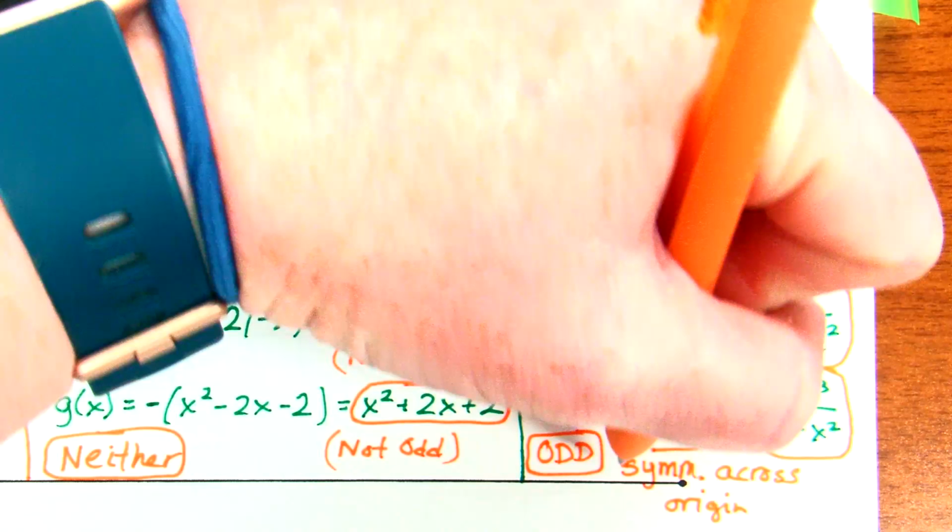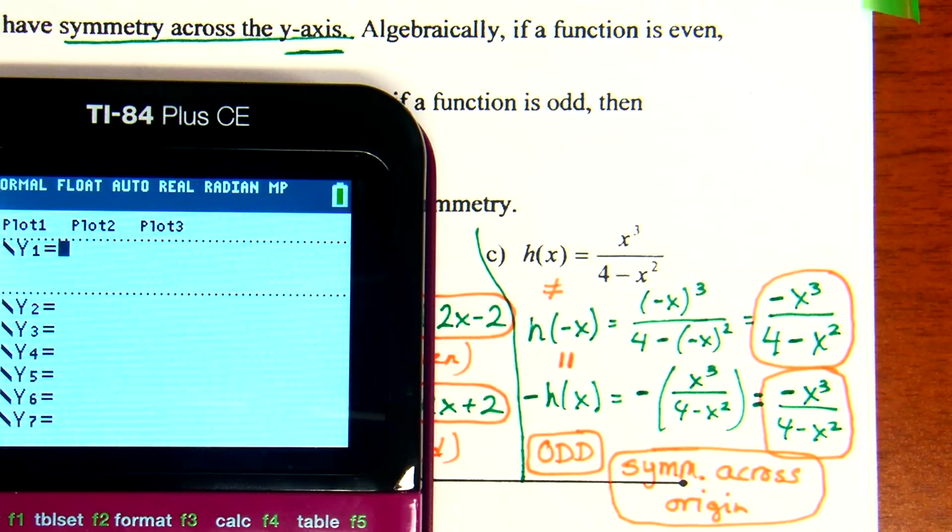Now, you may be saying, what the heck does symmetric across the origin mean? Well, let's graph it. X to the third over 4 minus x squared. Zoom 6, because I don't know what I last zoomed or graphed yesterday.